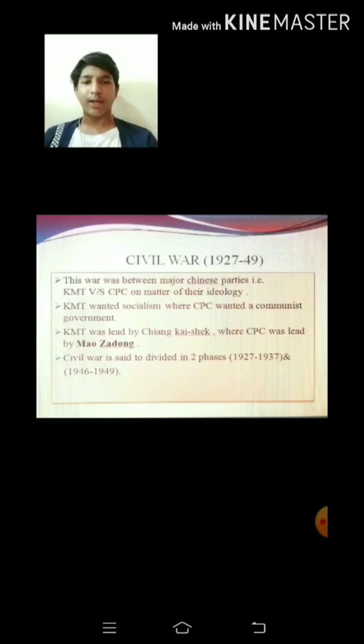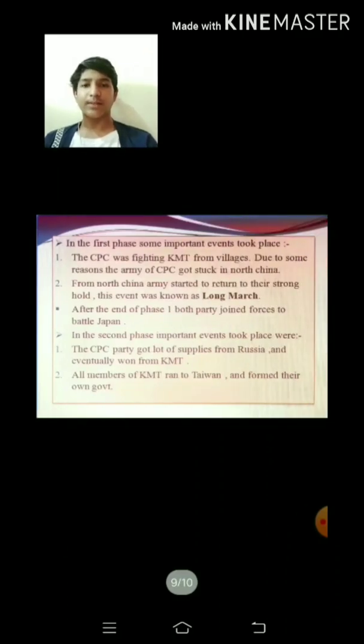The civil war is said to be divided into two phases, 1927 to 1937 and 1946 to 1949. These two phases combined are called the civil war. In the first phase, some important events took place. The CPC was fighting the KMT from villages. Due to some reason, the army of the CPC got stuck in North China.